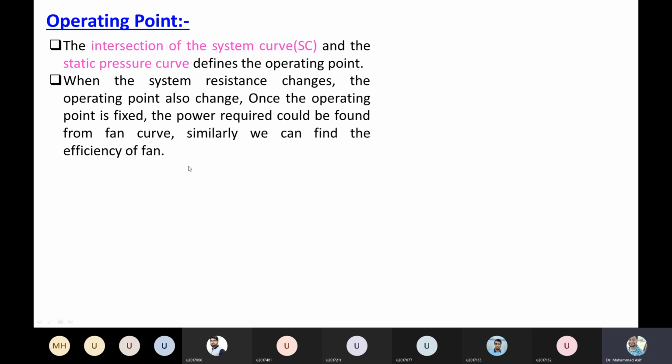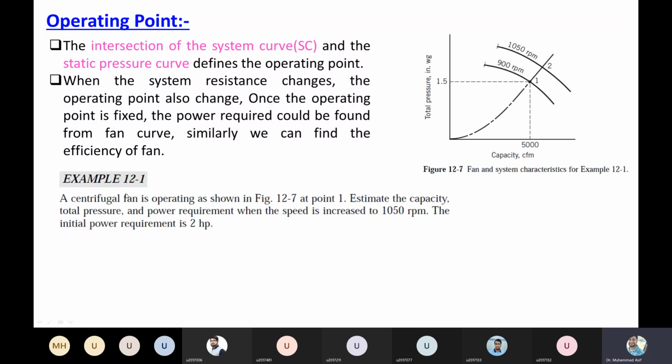If you know one of the points, the input, power, and efficiency, you can very easily calculate the rest. For example, this is Example 12-1, in which a centrifugal fan is operating as shown. The flow rate of the air is 5000 CFM, and the total pressure is 1.5 inch Wg. The question is to estimate the capacity, total pressure, and the power requirement when the speed is increased to 1050 rpm.